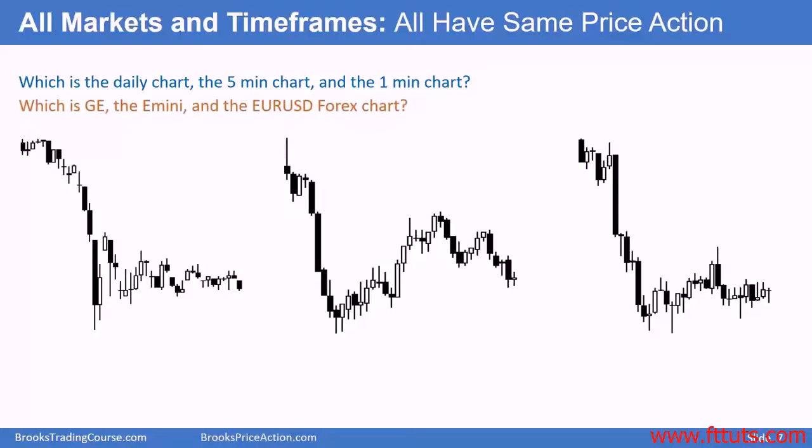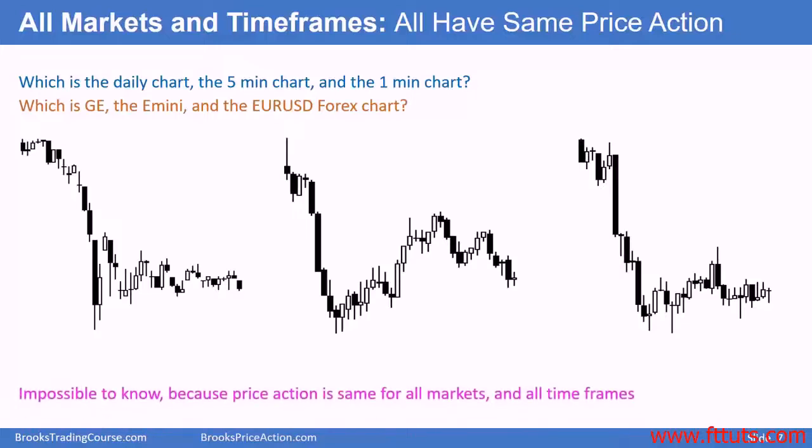Now, which of these charts is General Electric, the stock, E-mini, and which is the euro versus the dollar forex market? Which is the daily chart? Which is the 1-minute chart? Which is the 5-minute chart? It's impossible to know because price action is the same for all markets. Doesn't matter if it's GE or forex market, and the same for all time frames. It doesn't matter if it's a 1-minute chart or a daily chart. And here's the answer, in case you're curious.